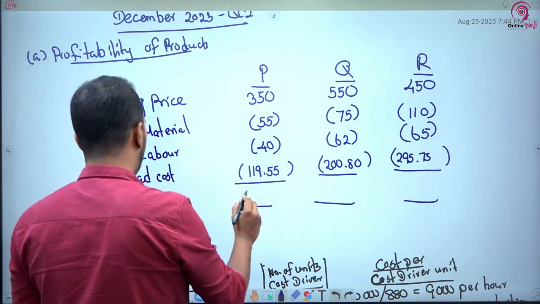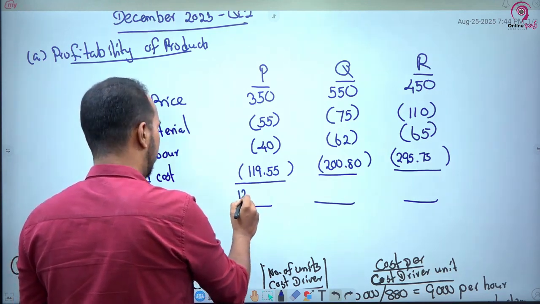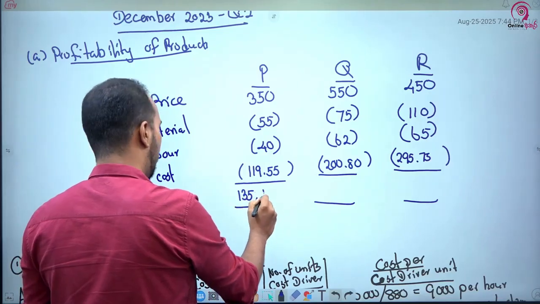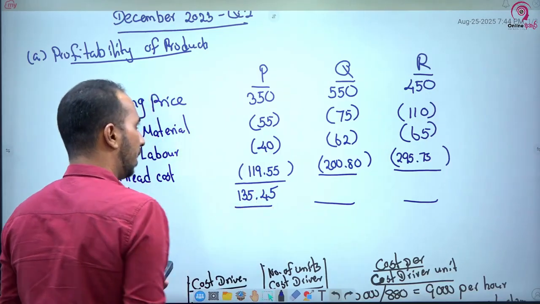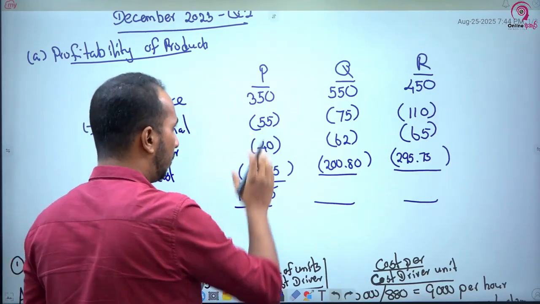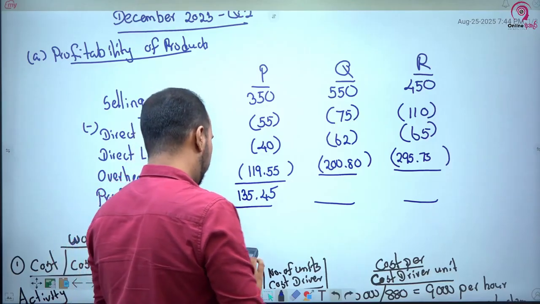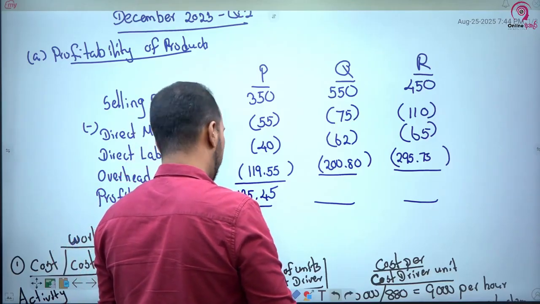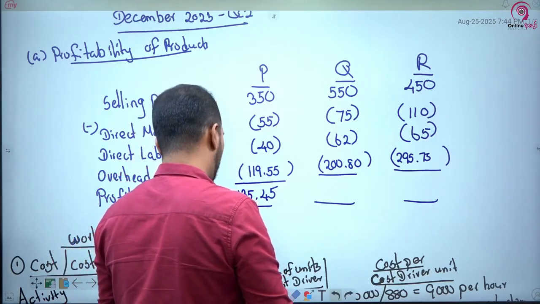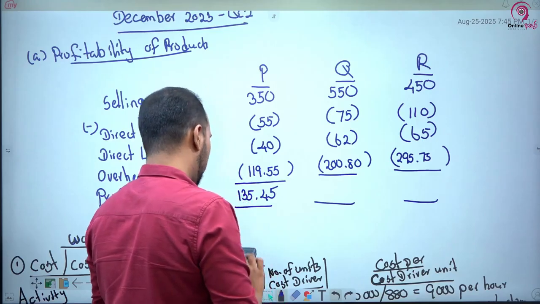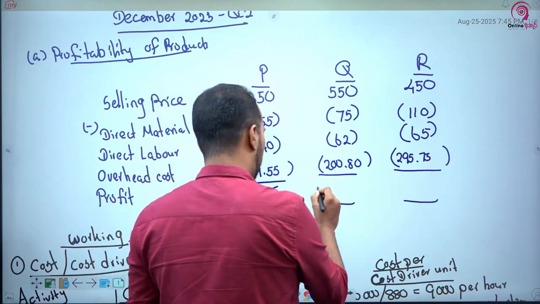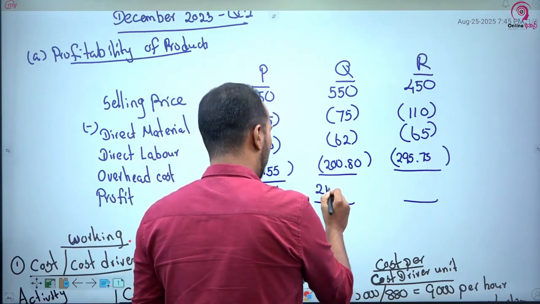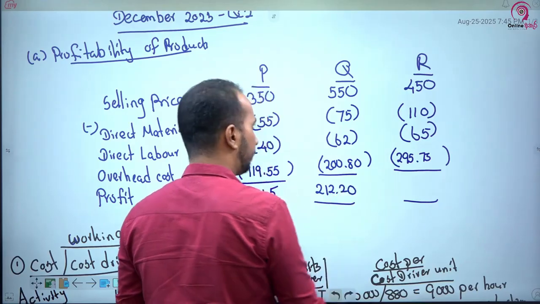So my per unit profit is 135 rupees and 45 cents. In the same way, you can calculate for product Q. 550 minus 75 minus 62 minus 200.8. So my profit per unit is 212 and 20 cents.